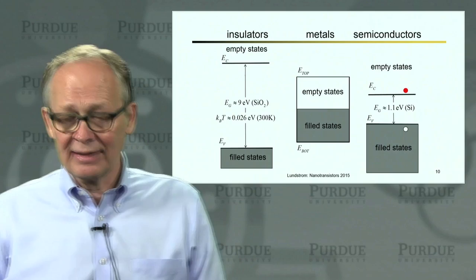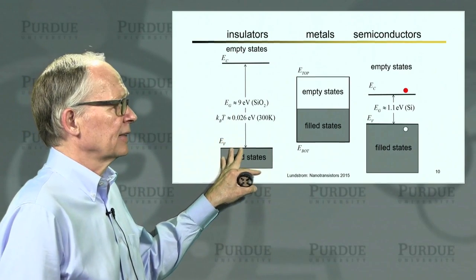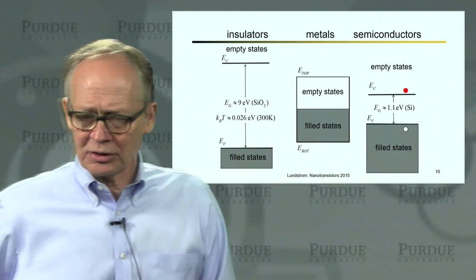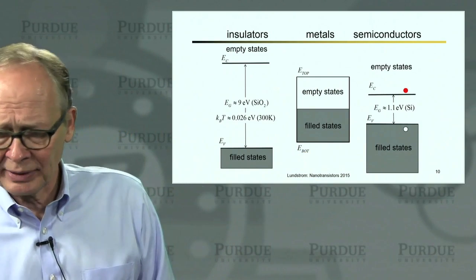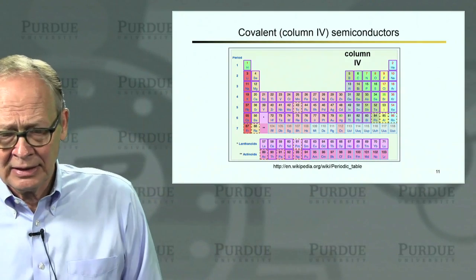Now, in a semiconductor, it looks just like an insulator, but the semiconductor band gap is smaller, significantly smaller, so that we can create some electron hole pairs, and we can create charge carriers by other means as well.